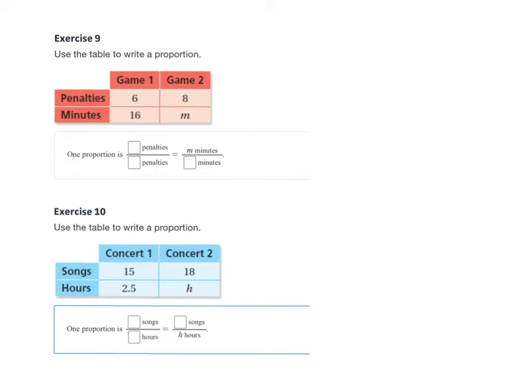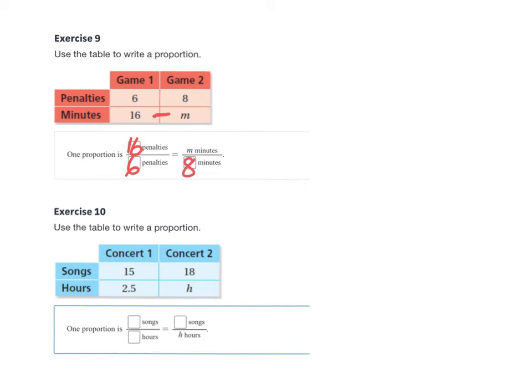Use the table to write a proportion. So I need to pay attention to the labels in this proportion written down here on the bottom. So I'm being asked to compare penalties to penalties, minutes to the other number that we do know for minutes. So when I write this proportion, I have to make sure that the minutes matches with my 16. And then I would have my 6 penalties, and that's going to match with my 8 minutes.